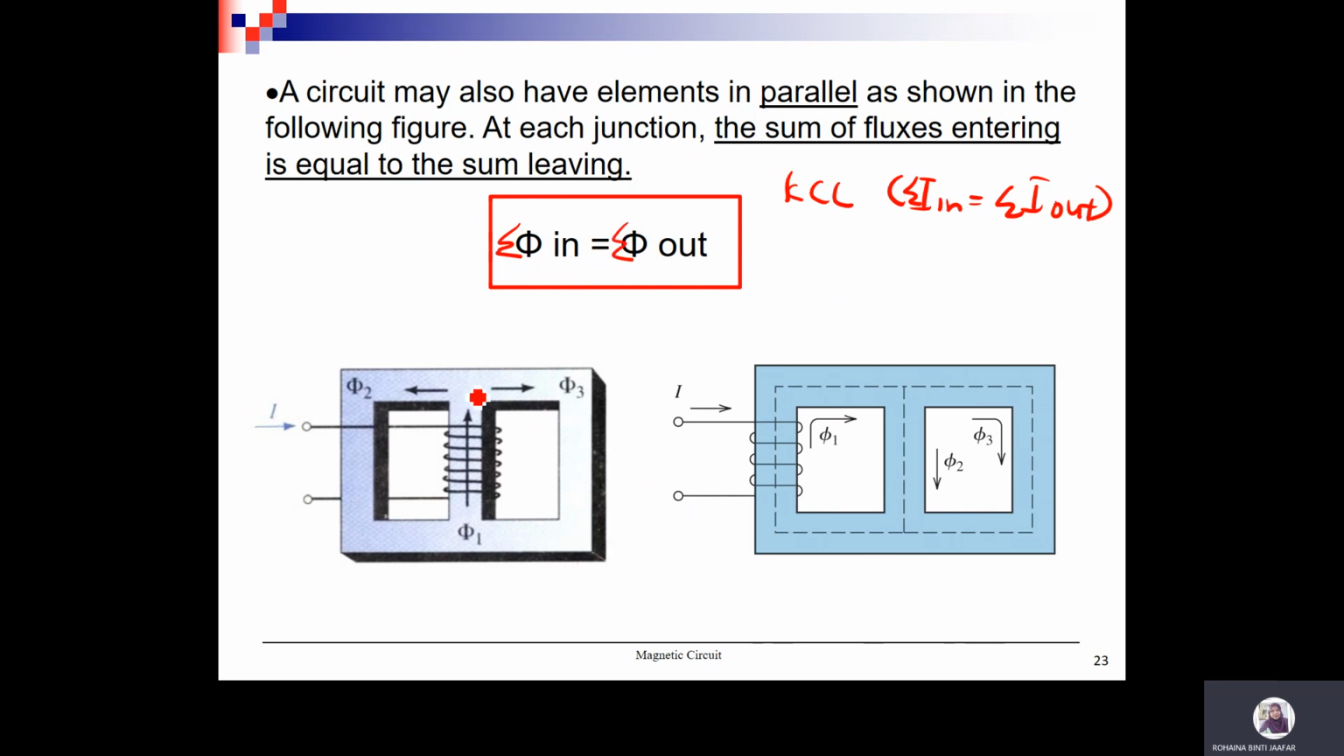So if you refer to this node, for example node A here, you can get the formula. The total of phi in, so phi1, equals phi2 plus phi3. The application of this formula is the same as KCL.